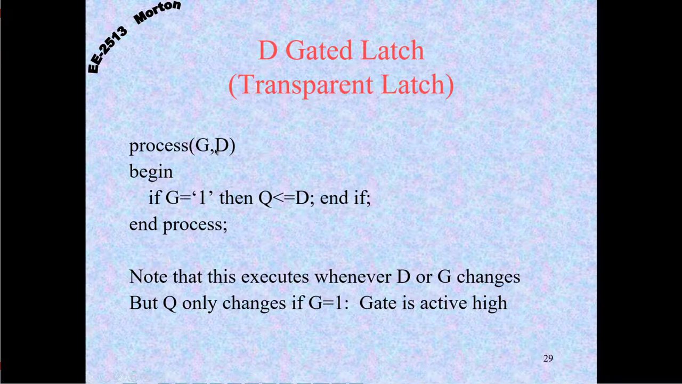But you have to put D in the sensitivity list, because if it weren't there, then it would only execute when this gate changed. It wouldn't execute when D changed. So the gate might be opened, and then a little bit later, D might go from, say, 0 to 1. Well, if you didn't have D up here, then yes, it would have executed when the gate was opened. But then as the gate stayed open, later on D could change, and if D weren't in the list, it would not trigger execution of this block.